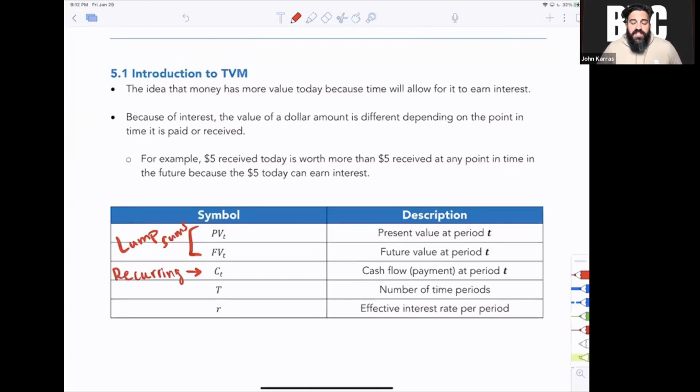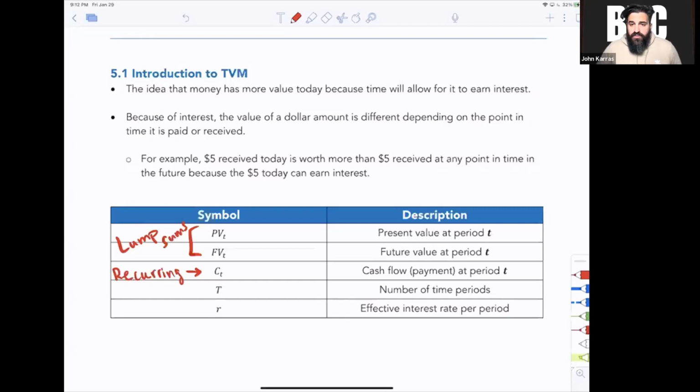T is just the number of time periods. Okay, so again, if you're going to be depositing $1,000 a year for the next 10 years, then you would have 10 time periods. And notice I didn't specifically write years in the definition because a time period could be years, could be days, could be months. Okay. So depending on the context of your question, you would choose your time period accordingly.